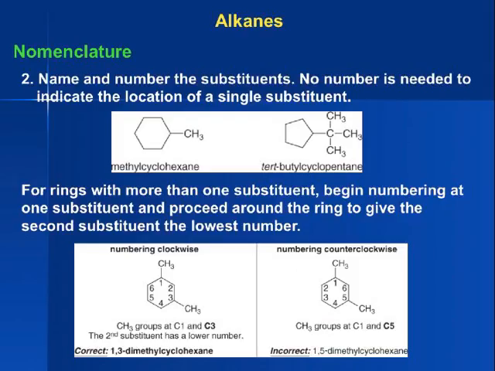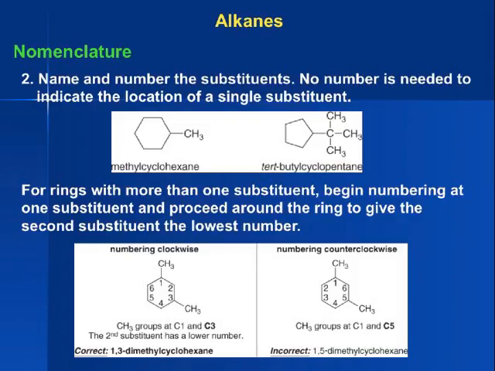So in this particular case, it's going to be numbered clockwise, not counterclockwise, because 1,3 gives lower numbers than does 1,5. Okay, so 1,3 dimethyl cyclohexane and 1,5 dimethyl cyclohexane are actually the same molecule, but the one's named incorrectly. Okay, and it turns out that it's the one on the right that's named incorrectly in this particular case. Are there any questions about that?